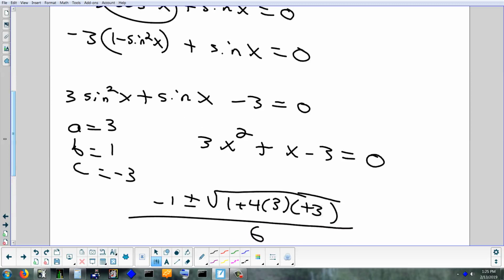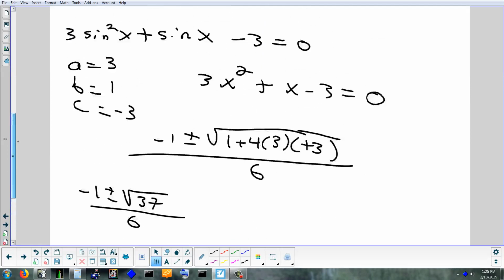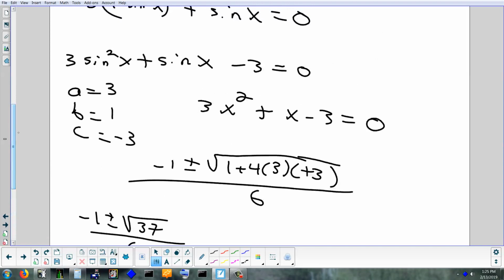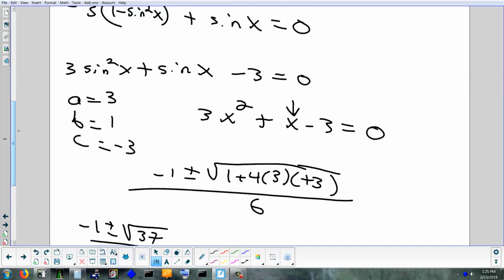Well, what would you say this is? It is the root, but it's also the what? The x value. You just solved for the value that I'm pointing to. If that was the problem, there's your answer. Now, that wasn't the problem.